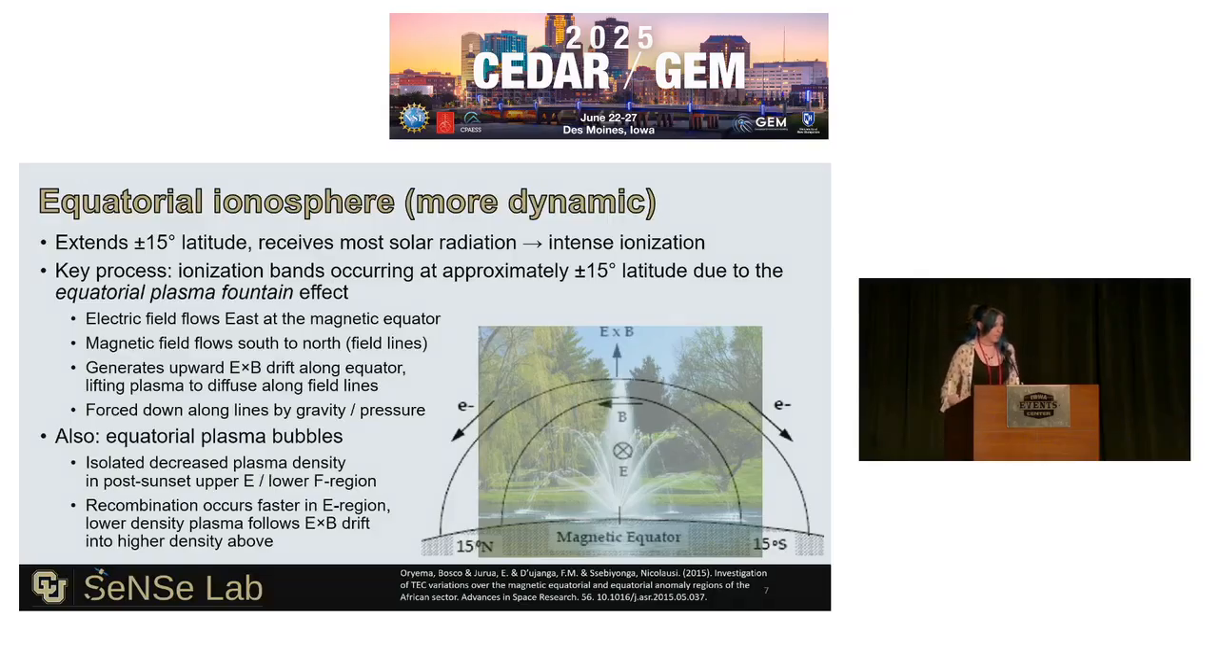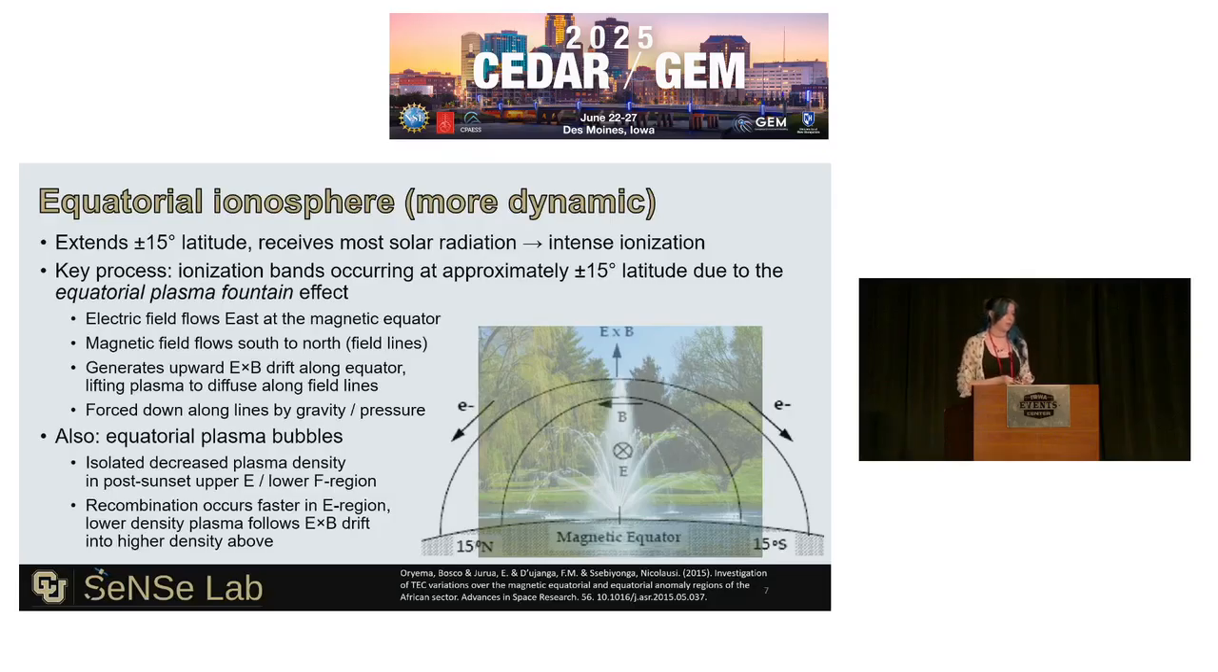Getting a little more dynamic, we have the equatorial ionosphere, roughly between 15 north and south latitude. This receives the most solar radiation as the sun is almost always right above there. So this is the most intensely ionized region, and what this leads to is two distinct ionization bands occurring at roughly 15 north and south latitude. This leads to the equatorial plasma fountain effect.